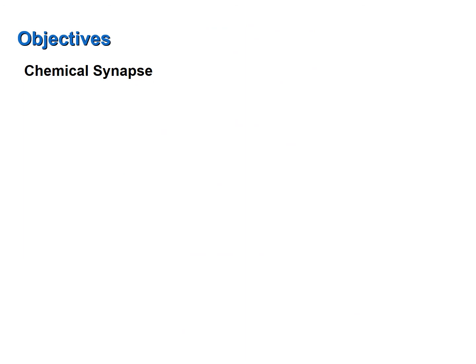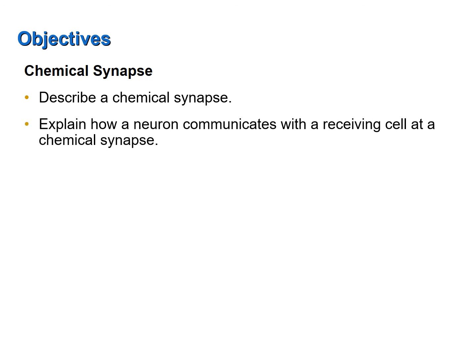Let's now review the objectives of this screencast. Describe a chemical synapse. Explain how a neuron communicates with a receiving cell at a chemical synapse. Reflexes is the topic of the next and final screencast.